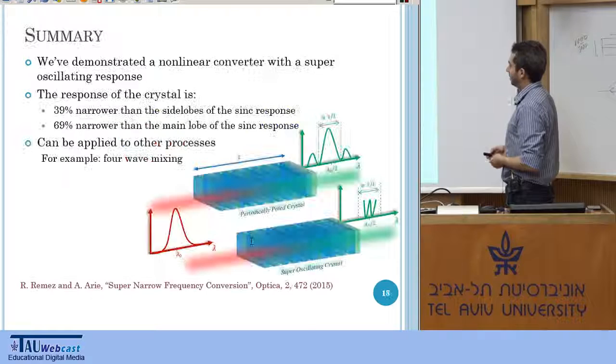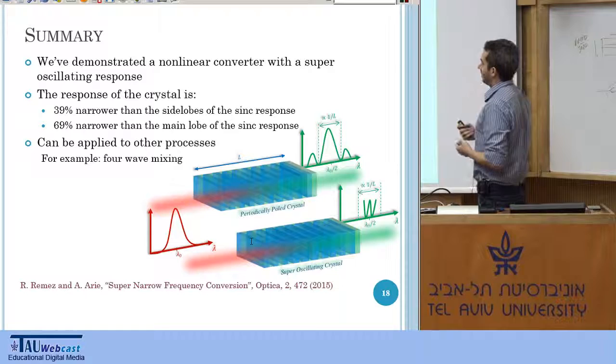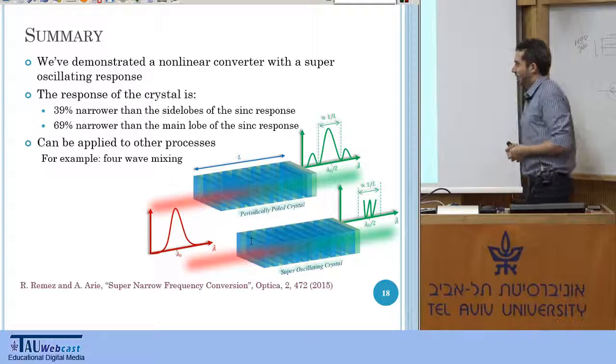Okay, so to summarize, I showed you a nonlinear converter with a super oscillating response. And it was about 40% narrower than the first side lobe of the sinc.